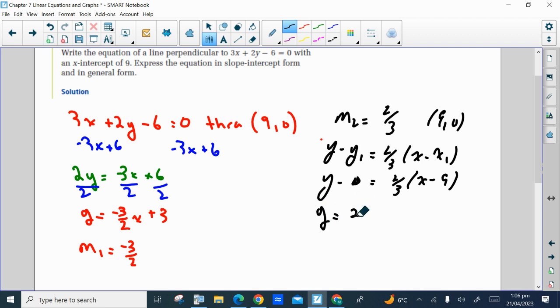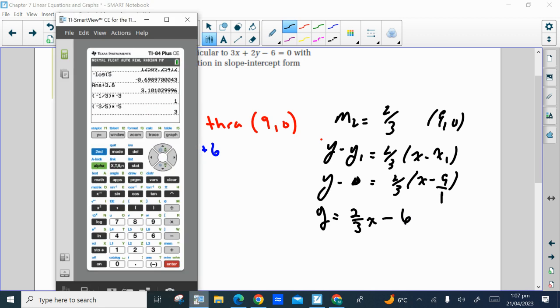So y minus 0 is y. On the right side, if you multiply out the brackets, it'll be 2/3 times x. And if you multiply 2/3 times negative 9, a positive times a negative is a negative. 9 would be 9 over 1. When you multiply fractions, it's top times top, bottom times bottom. 2 times 9 on top is 18, over 3 times 1 on the bottom is 3. 18 divided by 3 is 6.